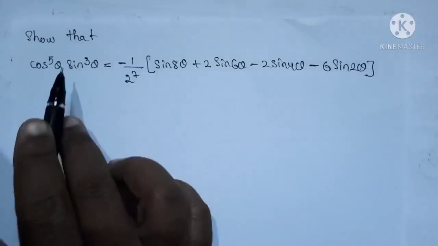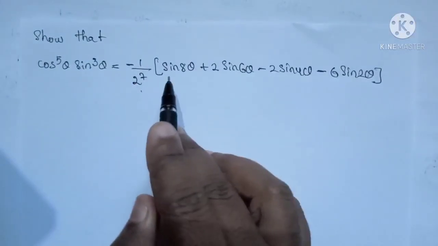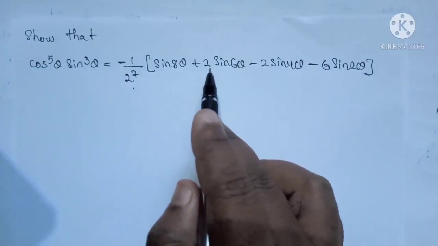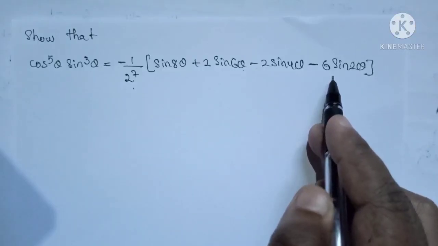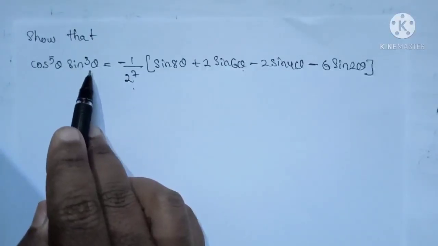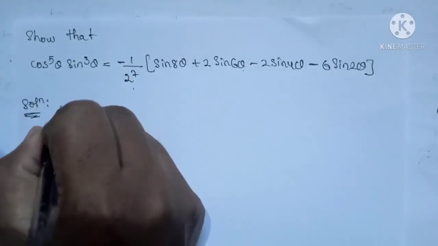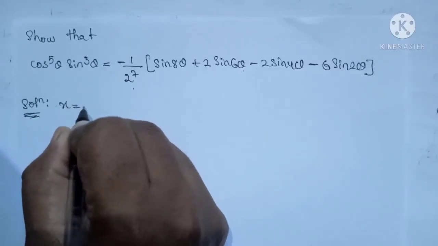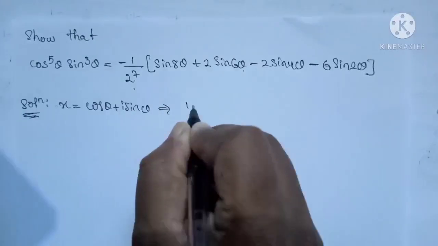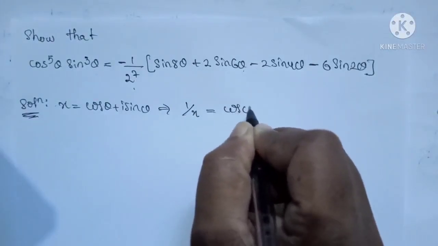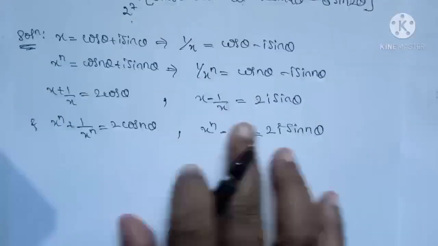Next problem, show that cos^5 theta sin^3 theta is equal to minus 1 divided by 2^7 bracket 8 sin 8 theta plus 2 sin 6 theta minus 2 sin 4 theta minus 6 sin 2 theta. So here first term is cos and second term is sin cube. First we write all those expressions, that is, let x equal cos theta plus i sin theta, then 1 by x is equal to cos theta minus i sin theta. So here I have written all these expressions.